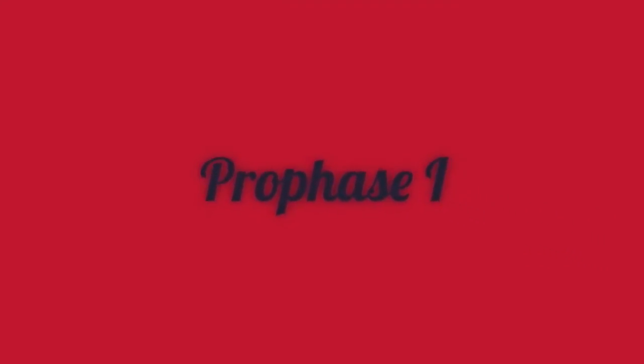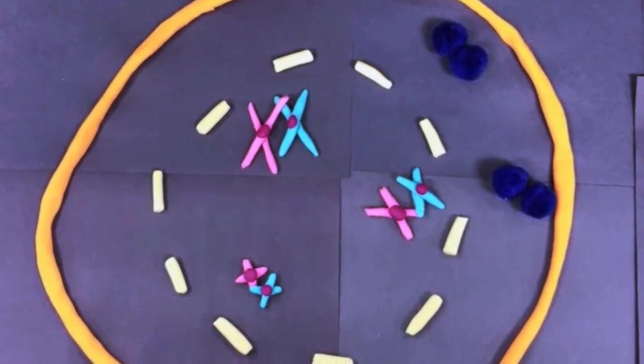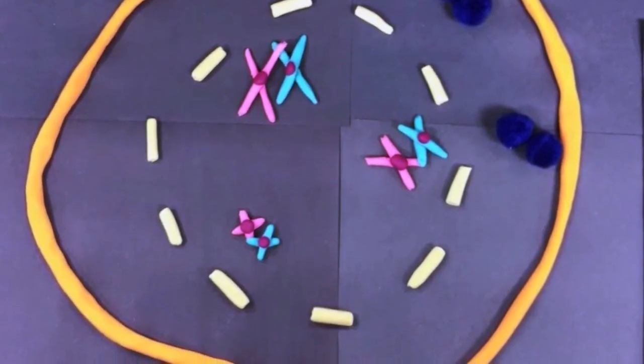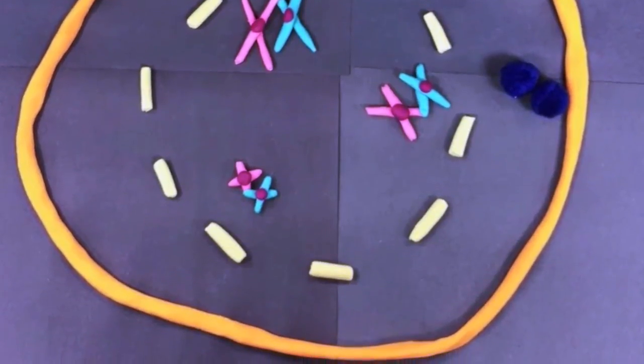We start off with the primary spermatocyte in prophase 1. The nuclear membrane starts to disappear, chromosomes condense and become visible, synapsis and crossing over of the chromosomes occur, and the centriole duplicates and spindle fibers form.